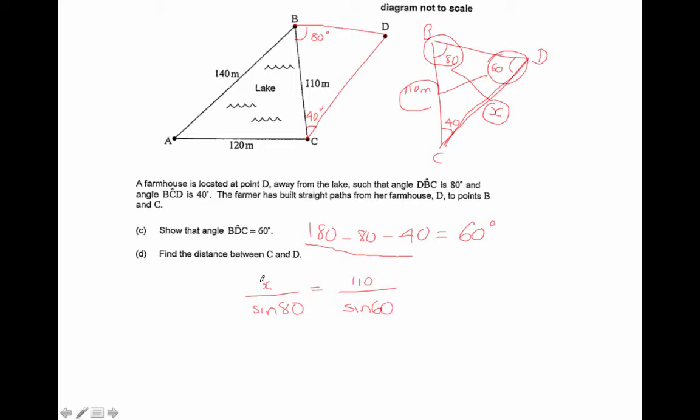So in this case, because I'm trying to find the side, I keep the side on top. So x is going to equal 110 divided by sine 60, multiplied, bring this to the other side, by sine 80. Again, do this on a calculator. The answer came out to 125.087. So write it all out first, and then round it to three significant figures and give units: 125 meters.